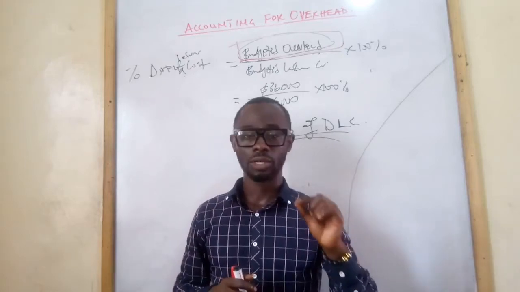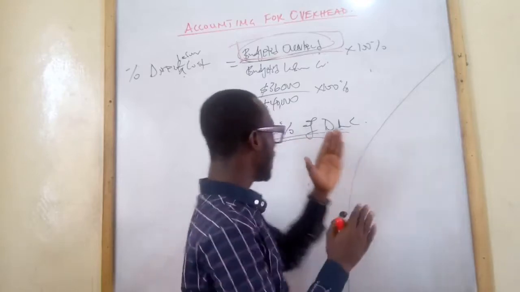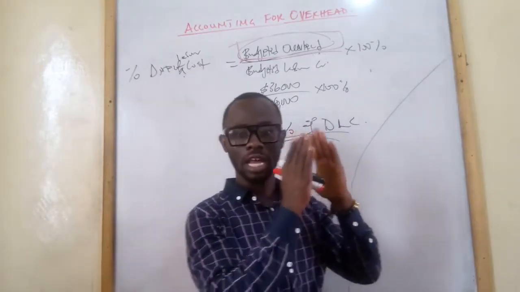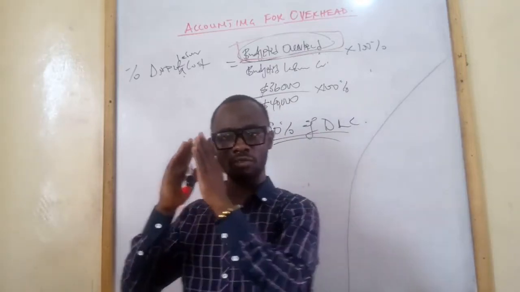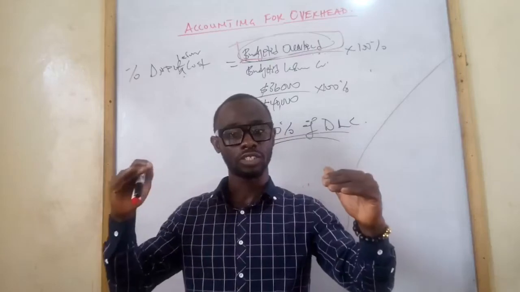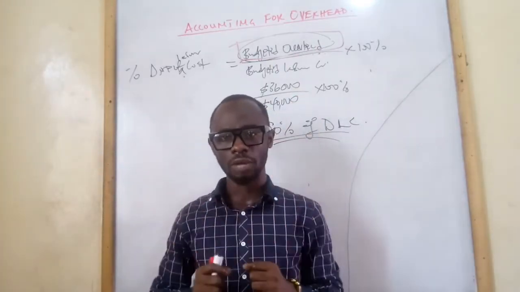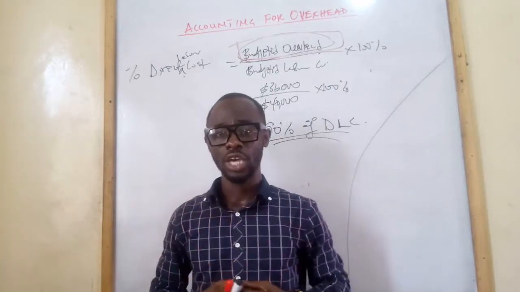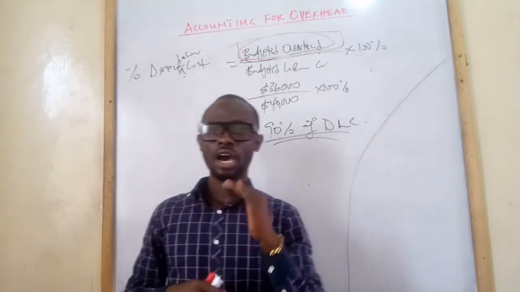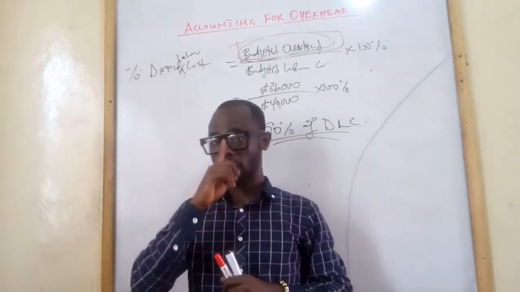But departmental absorption rate is where we calculate the overhead absorption rate for each department. Like the question we were solving now, there is data available for department A, there is data available for department B. So we are going to calculate departmental absorption rate. But the blanket absorption rate is where we calculate the same overhead absorption rate, but we apply it to each department in the organization.